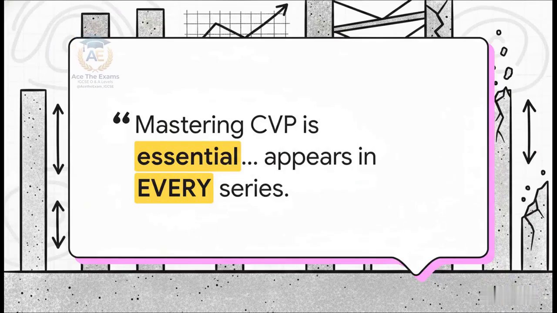Okay, let's dive straight into this. Mastering cost volume profit analysis is essential for Cambridge accounting success because this topic appears in literally every single examination series. This is not optional. This is your foundational bedrock.